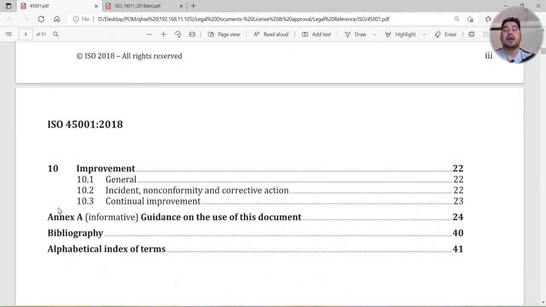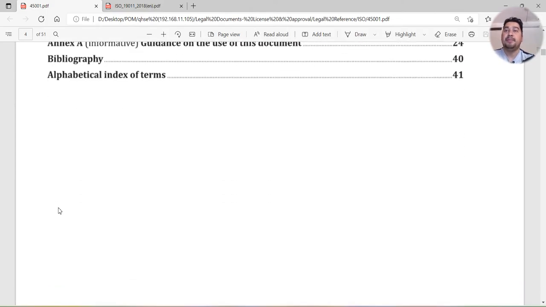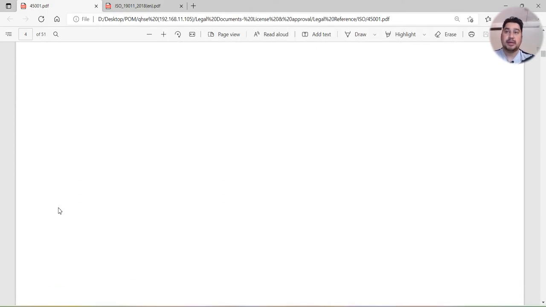So how many clauses we have for the audit? Total 7 clauses we have for the audit. Total 10 is there. Out of 10, there are 7 clauses for the audit. So you have to audit 7 clauses also, or the third party will come for the audit. They will audit you as per these 7 clauses. I hope it is clear till now.